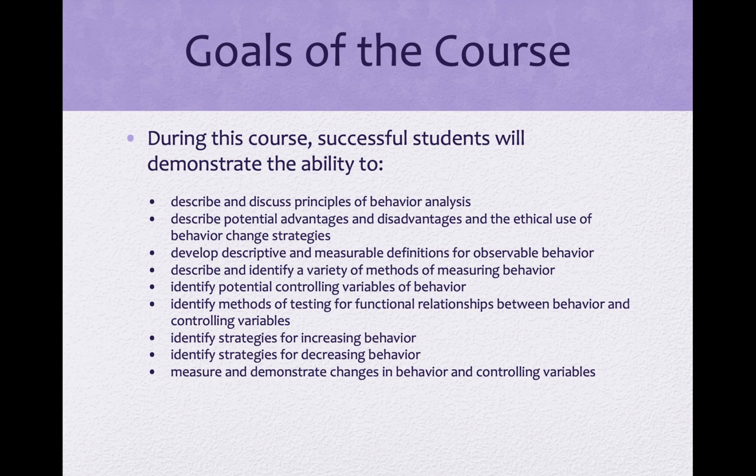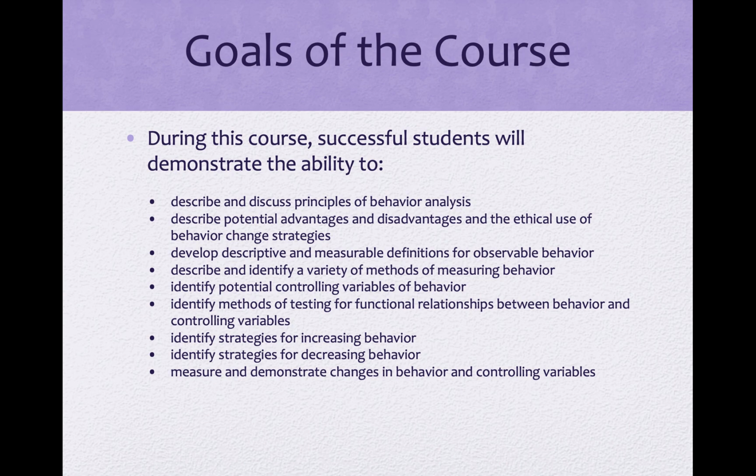So the goals of the course: at the end of the course, you should be able to do a variety of things, including describe and discuss principles of behavior analysis, describe potential advantages and disadvantages and the ethical use of behavior change strategies, develop descriptive and measurable definitions for observable behavior, describe and identify a variety of methods of measuring behavior, identify potential controlling variables of behavior, identify methods of testing for functional relationships between behavior and controlling variables, identify strategies for increasing and decreasing behavior, and measure and demonstrate changes in behavior and controlling variables.